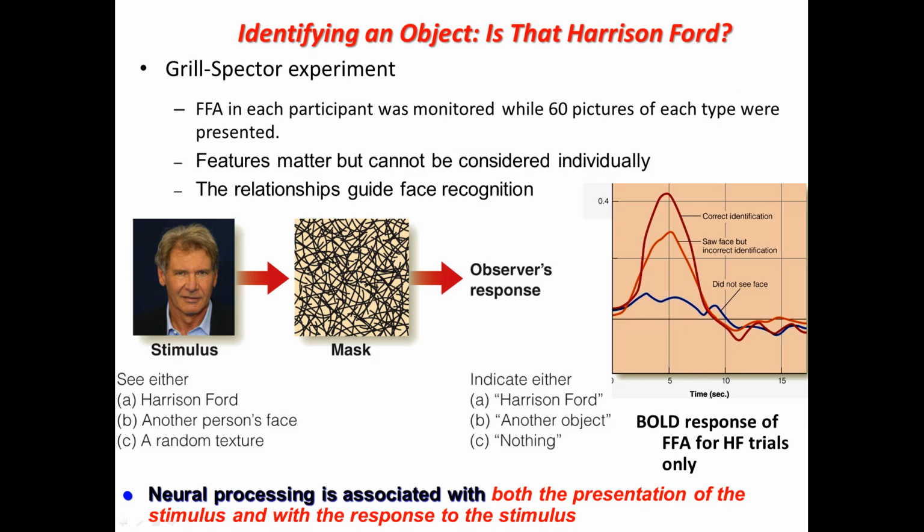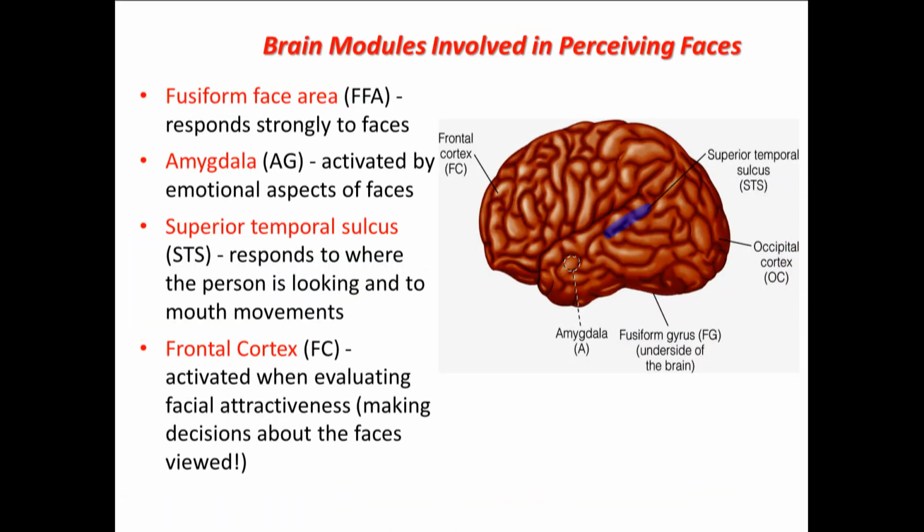And pretty much all famous faces were used in this. On the right here, you can then see the result. The activation is highest when a correct face is identified. It's modulated when the observer saw a face, but the identification is incorrect, and lowest when there is no face detected in the stimulus. So the neural processing associated with both the presentation of a particular stimulus and with the particular response can be read out from these activations.